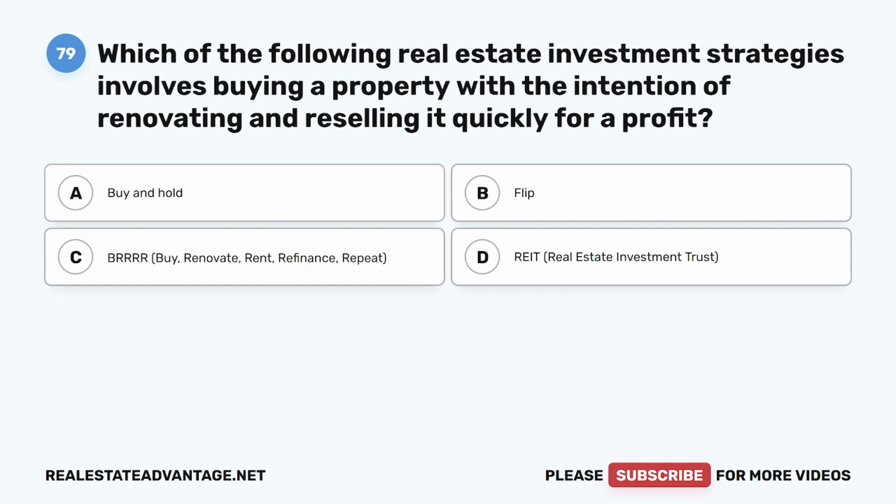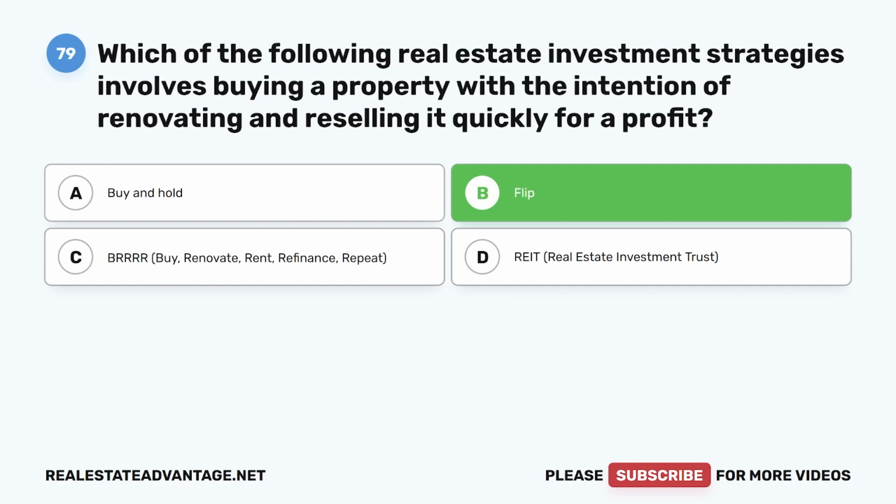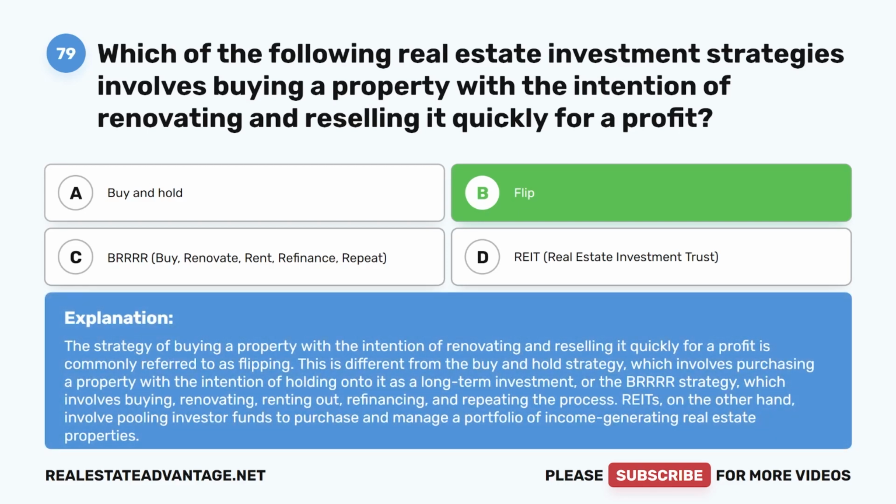The correct answer is B. Flip. The strategy of buying a property with the intention of renovating and reselling it quickly for a profit is commonly referred to as flipping. This is different from the buy and hold strategy, which involves purchasing a property with the intention of holding onto it as a long-term investment, or the BRRRR strategy, which involves buying, renovating, renting out, refinancing, and repeating the process.